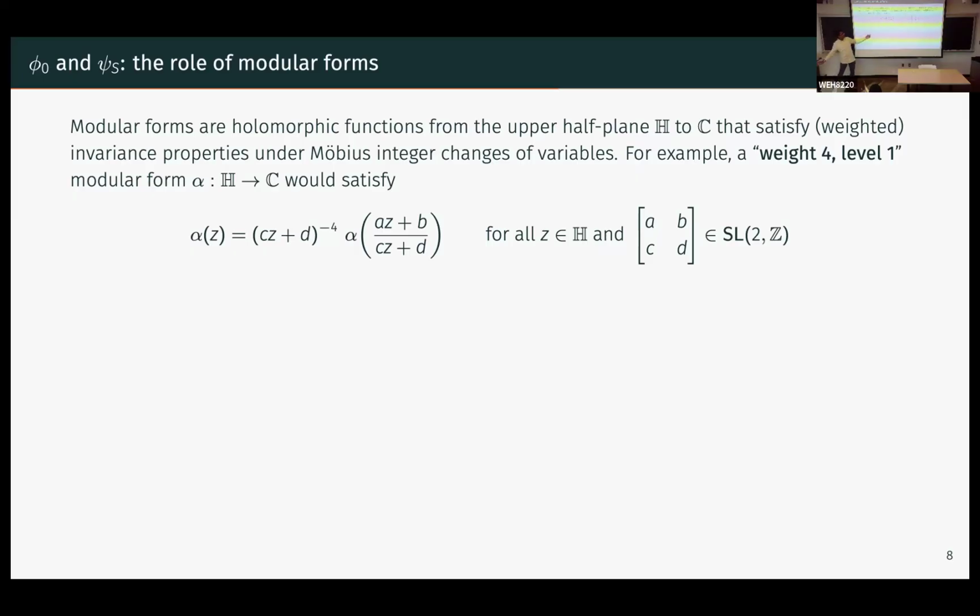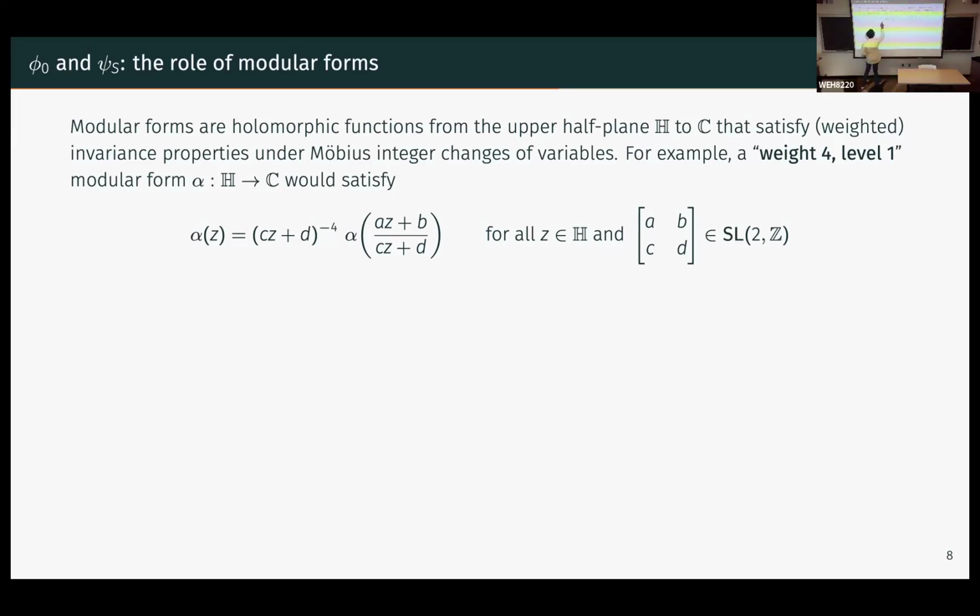So this is what you would want, for example, a weight for level 1 modular form to satisfy. So there are two words here, right? There's the word weight, and there's the word level. Well, what level tells you is that I can really consider any matrix in SL2Z, whereas if the level were 2 or the level were 3, then I would also need to have some mod 2 or mod 3 or mod m congruence relation on some subgroup of SL2Z that I consider for this kind of definition.